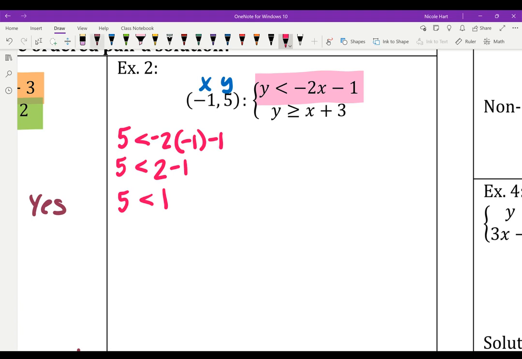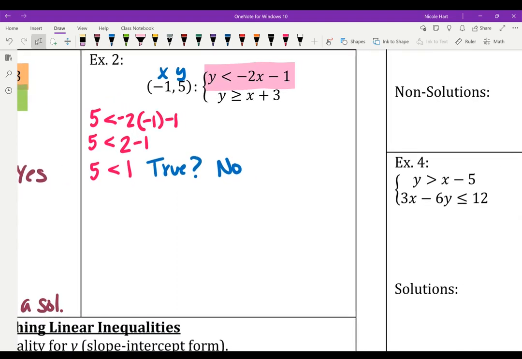So again, we ask ourselves, is it true? Is 5 less than 1? No. And as soon as you get a no, the answer is just no. Both systems, both equations, I should say, or both inequalities have to work in order for this to work. So the answer is no, not a solution. So -1, 5 does not work for this situation. I don't even have to check the second equation. I only check the second inequality or equation if the first one is a yes.